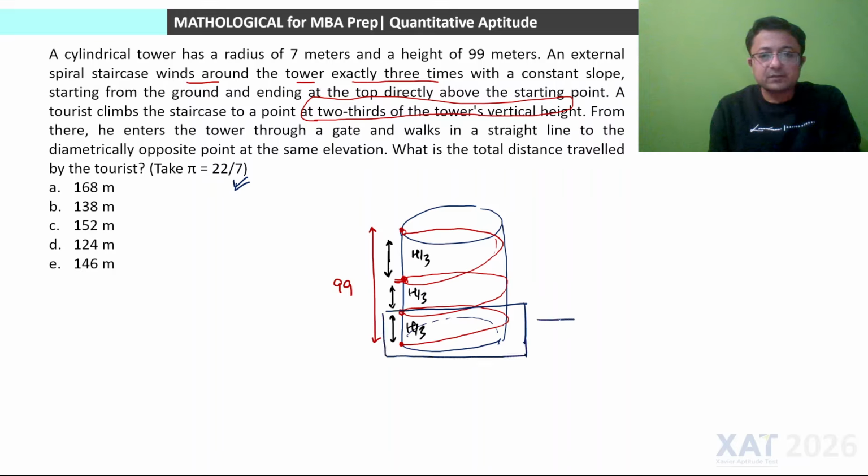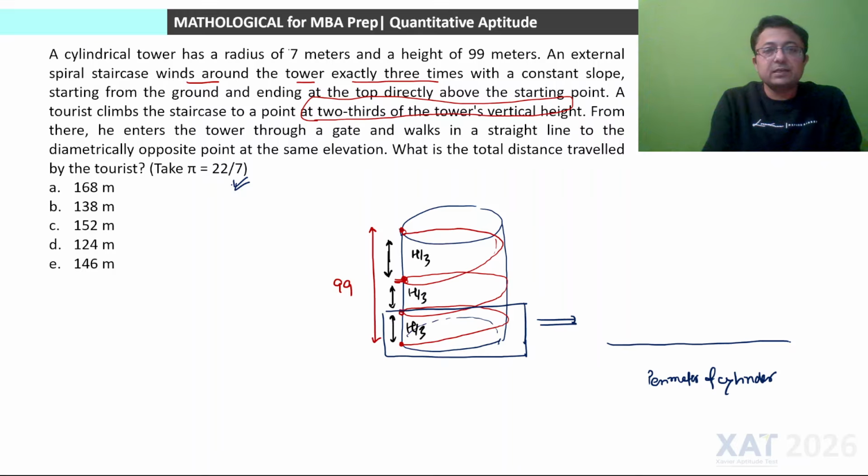In this part, when we are opening this part of the cylinder, in that case what will be our total base? Total base will be perimeter of cylinder. And since cylinder का हमारा radius is 7, तो if radius is 7, pi is 22 by 7, तो perimeter will be 2 pi r, 2 into 22 by 7 into 7, which is 44. तो perimeter will be equal to 44 meters. And height will be h by 3, यानी 99 by 3, so that will be equal to 33 meters.